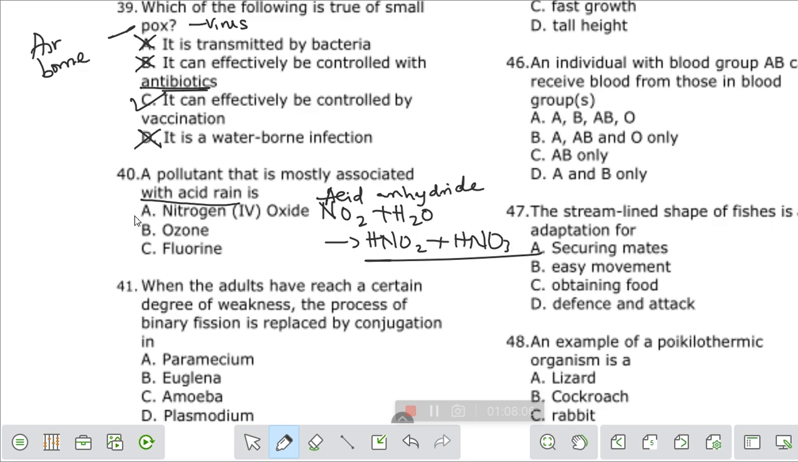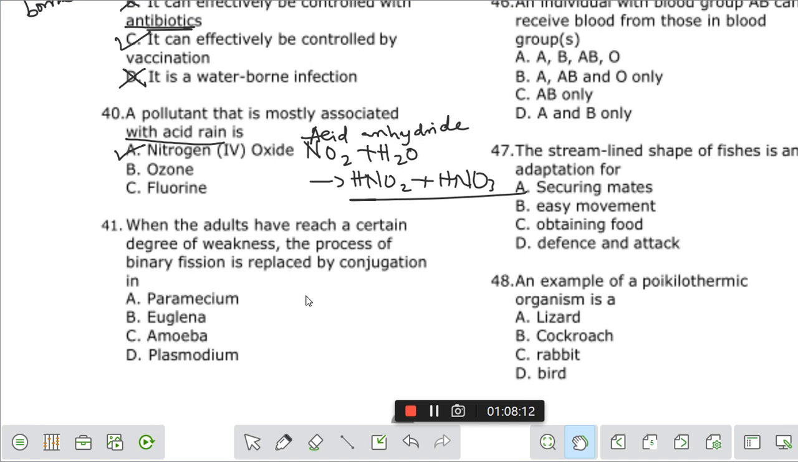So the answer is what? Paramecium. When they are adult cells, when they have reached a certain degree of weakness, I told you paramecium normally undergo binary fission, just like amoeba. But when they get to a particular stage, they won't undergo binary fission again. They will be replaced by conjugation. So number 42.